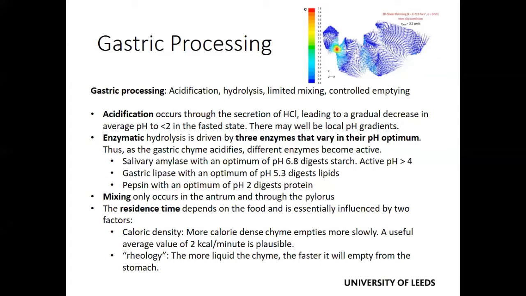The residence time depends on the type of food and is essentially influenced by two different factors. It's influenced by the caloric density, so the more calorie dense something is, the more slowly it empties. And we could think about a rough average of something like 2 kilocalories a minute. And also the structure of the food in the stomach, so the structure of that chyme has an impact. So the more liquid the chyme, the faster it will empty from the stomach. This means that more solid foods empty more slowly, of course.